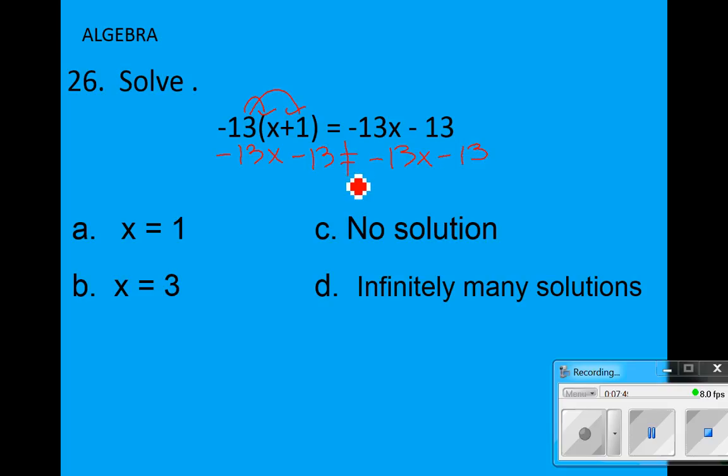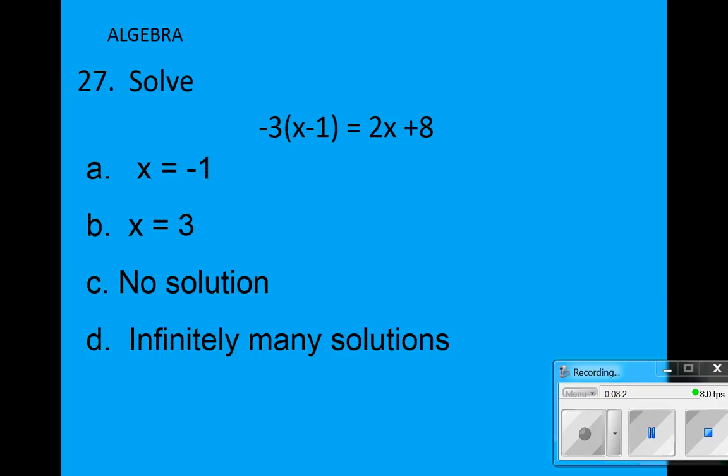So I'm going to do plus 13x, plus 13x, and that gets rid of the x variable. Now I have to bring down negative 13 equals negative 13. And yes, that is true. So we know the answer is not no solution. It's not 1, and it's not 3. It has to be infinitely many solutions.